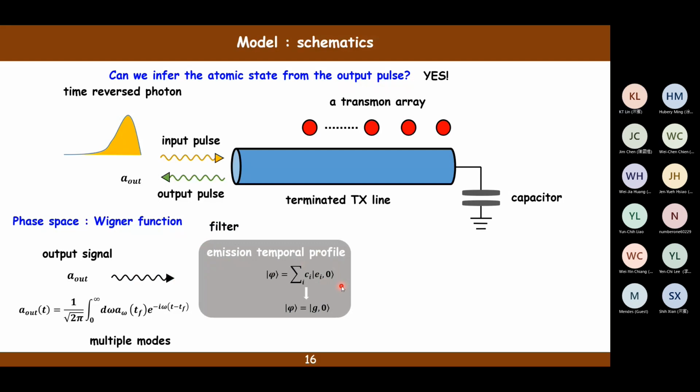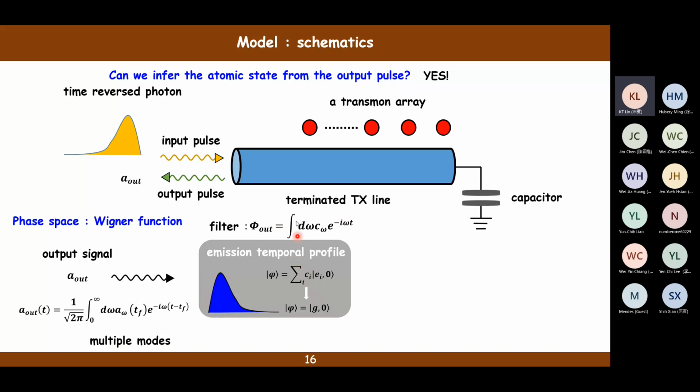This means that suppose the atomic state is now in the desired state, and you want to measure this kind of state. When it undergoes spontaneous emission, you can compute the corresponding emission spectrum or the emission temporal profile, and we choose this profile as a filtering function like this. Then we have the filtering function.